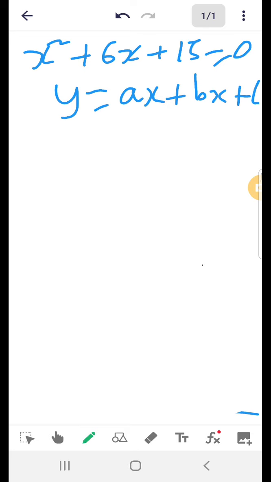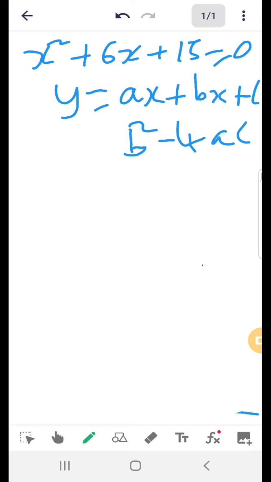Now you're going to try to see whether it has a solution by using the discriminant, which is b squared minus 4ac. You solve this roughly so that you see what you get. If it gives you a negative number, that means there is no solution. If it gives you a positive number, that means there is a solution. So before we waste our time trying to solve this, let's see whether it has a solution or not.